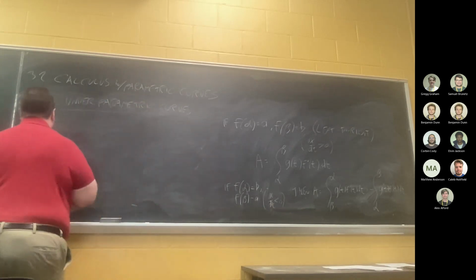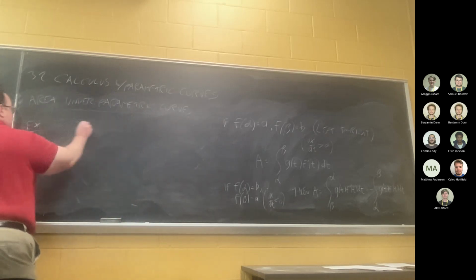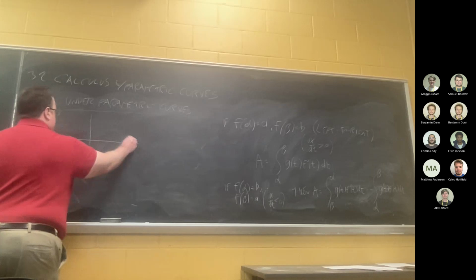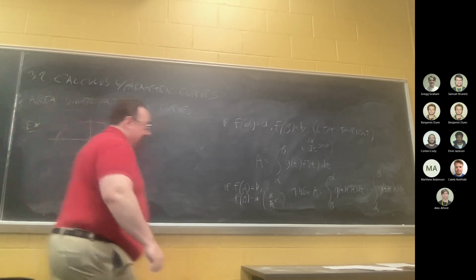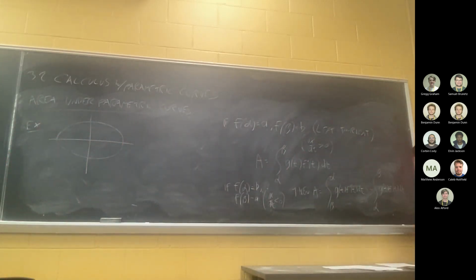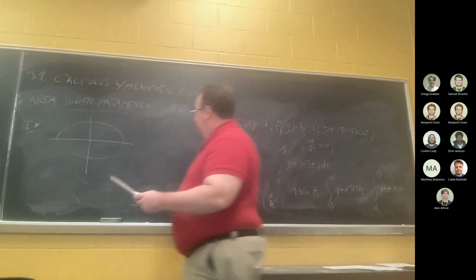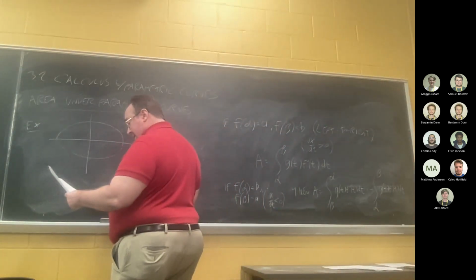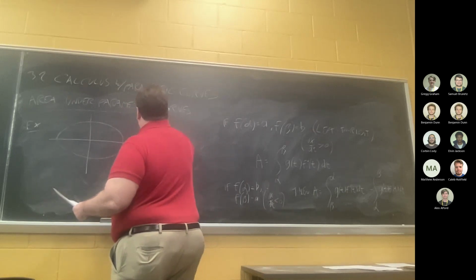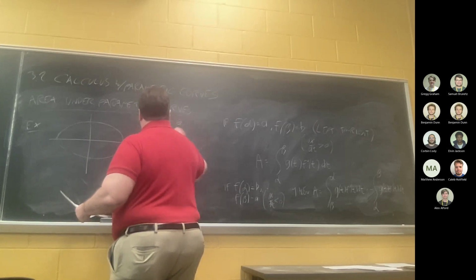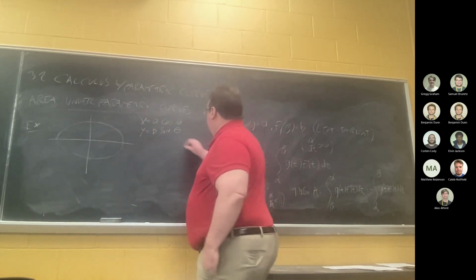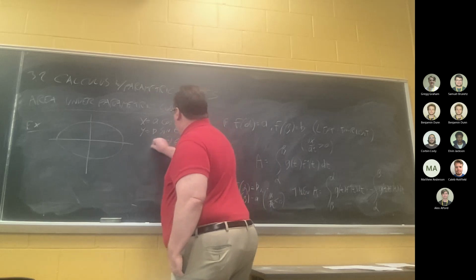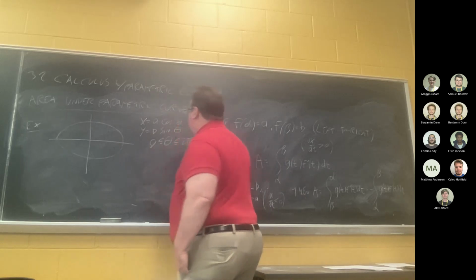So now I'll illustrate with an ellipse. A badly drawn ellipse. Okay. So the ellipse has parametric equations x is equal to a cosine theta, y is equal to b sine theta, where a and b are not equal, otherwise it would be a circle. And the entire ellipse is traced out by taking theta from 0 to 2 pi.